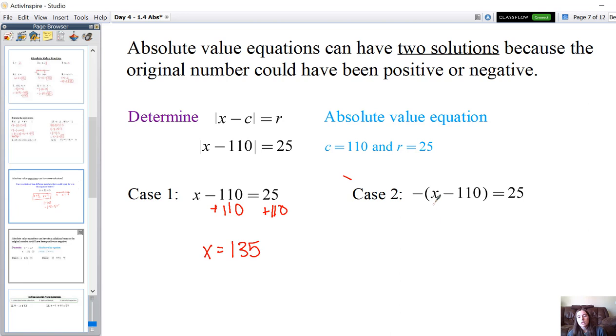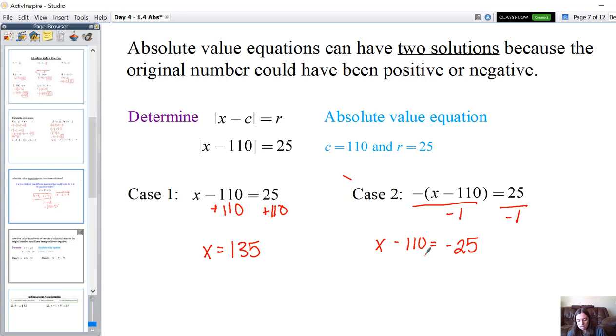Case number 2. There are two ways to solve this. One way is to divide by the negative first. The other way is to distribute the negative. You can do either one. I'm going to divide by the negative. So I'm going to divide both sides by -1. Again, if you'd rather distribute the negative to both pieces, that's great, do that. But if we divide by -1, then on the left we're left with x minus 110, and then on the right we have -25. 25 divided by -1 is -25.